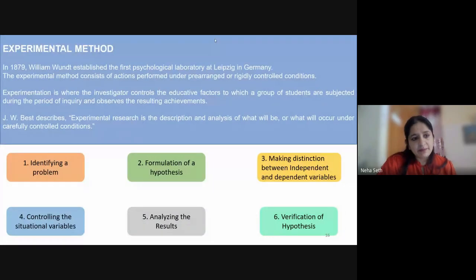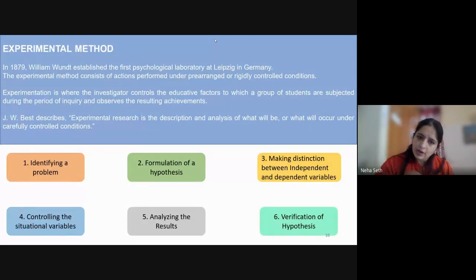Then the third one is the experimental method. Now, Wilhelm Wundt, long time back in 1879, established the first psychological lab in Leipzig city in Germany. So he conducted some experiments there. The experimental method consists of actions performed under a pre-arranged or rigidly controlled condition. Now, people are called to this particular lab, and they might be given some questionnaire, or they might be asked to do some kind of activity, and he notices what they are doing, how they are reacting.